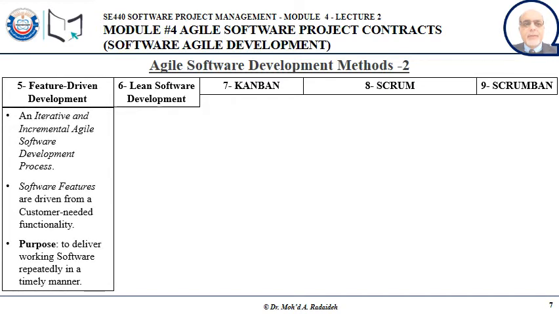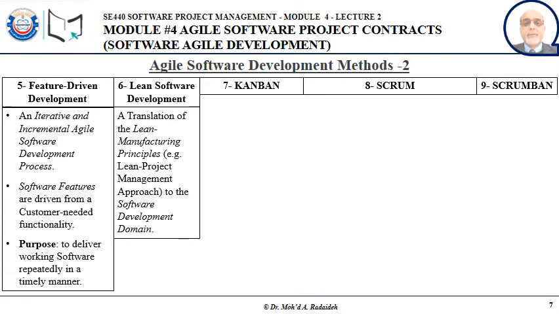The feature-driven development method is very much an iterative and incremental agile software development process where software features are driven from the customer required or needed functionalities and requirements of all types, like functional, non-functional, etc. And the purpose behind this feature-driven development method is to deliver working software repeatedly in a timely manner.